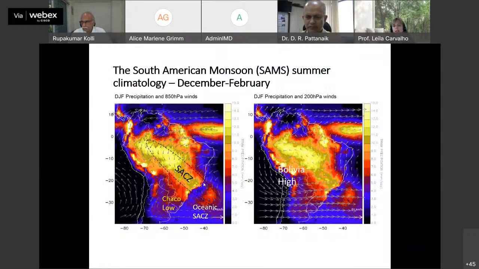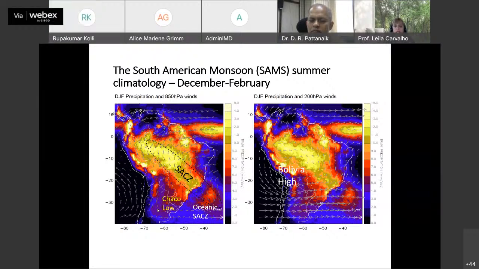But I have to start by talking about the monsoon. What is the monsoon in South America, and what are the main features? Here we see the mean DJF precipitation and 850 millibar winds, showing the main features of this South American monsoon. Very clearly, the South Atlantic Convergence Zone in this region here has an oceanic part and a continental part. Here you see the Chaco Low, also very famous. When you look at upper levels, we also see the Bolivian High as part of the monsoon.